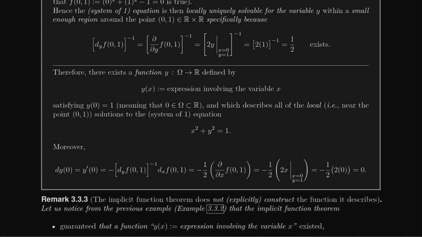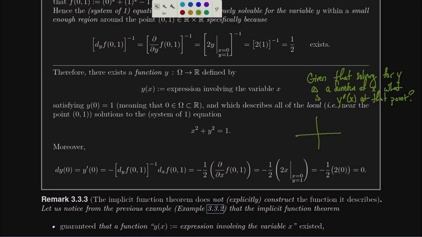I can then actually go one step further, and say, okay, given that we can solve for y as a function of x, what is y prime, the derivative y prime of x at that point? If I were to actually solve for y as a function of x, what is y prime, or equivalently dy/dx, at that point? Well, we know from our unit circle, I'm just going to draw the unit circle again and look at our special point here. If I have a function of y there, what is y prime? Well, it's the slope of the tangent line there. Slope of the tangent line is 0.